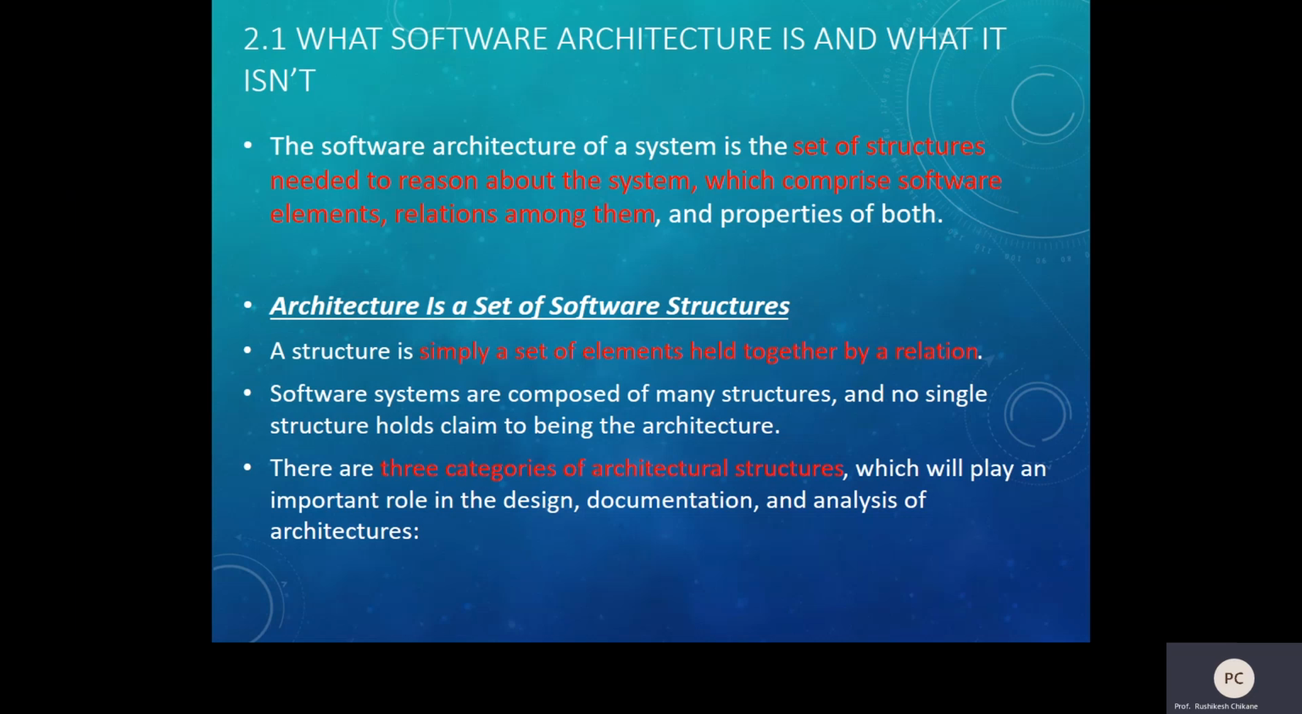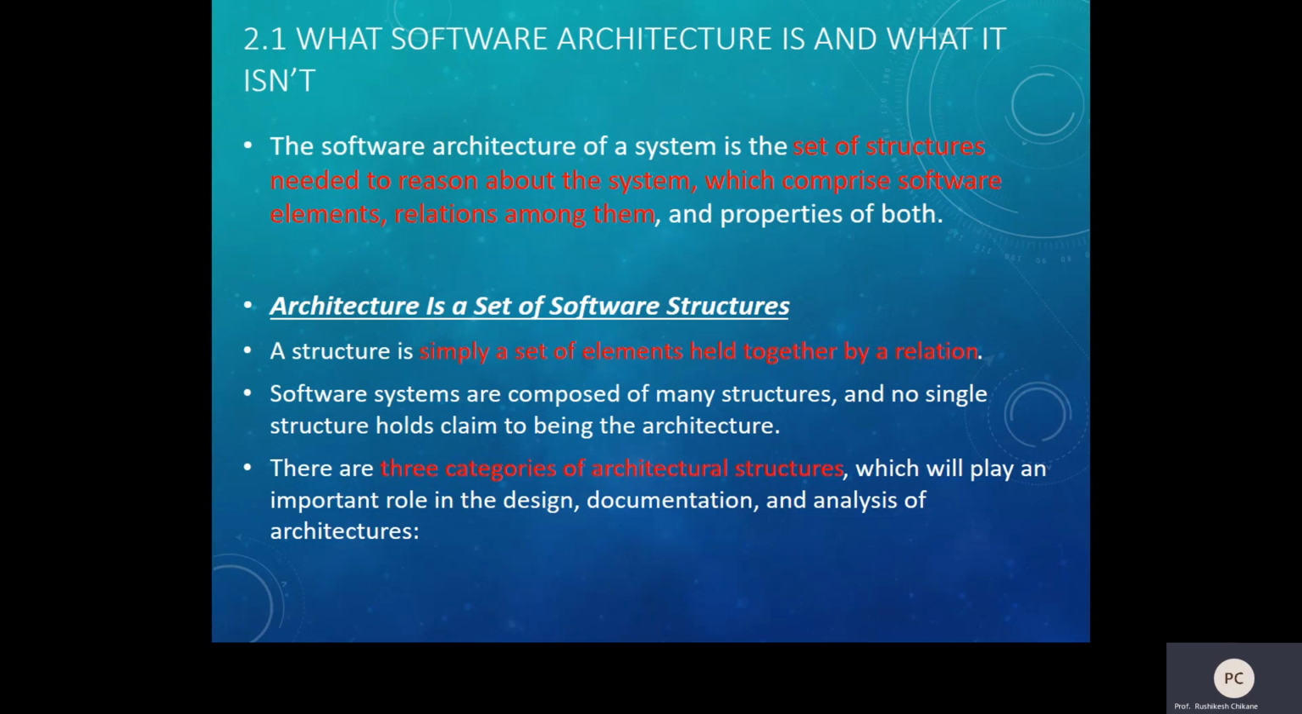Next, software systems are composed of many structures, and no single structure holds claim to being the architecture. As we say, a building has many structures, meaning it has 1 BHK flats, 2 BHK flats, and 3 BHK flats, and every flat has a different structure. So a software system is composed of many structures, and we cannot say that if I have a 2 BHK flat, then whatever structure my flat has is the complete structure of the building.